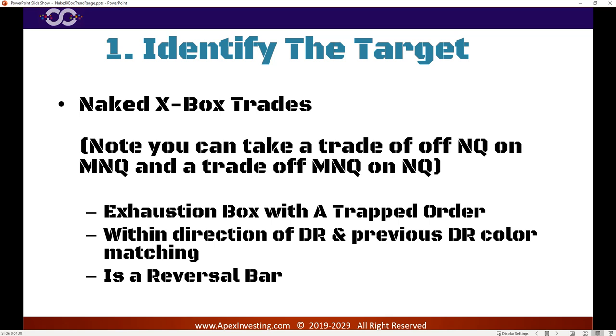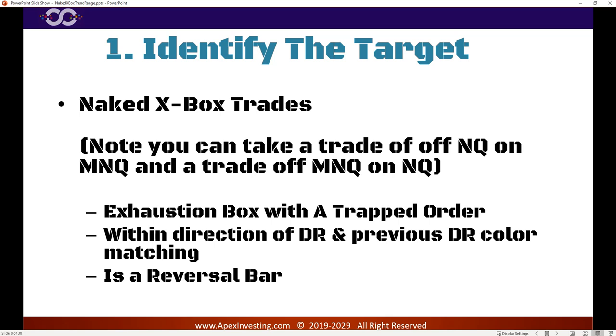So what is a naked Xbox trade? It's simply an exhaustion box with a trapped order. All right, and what we're talking about right here in this section is taking the naked Xbox trades in the direction of the trend only. We're not going counter trend. We're not going against the trend. What we're talking about right here is going in the trend direction.